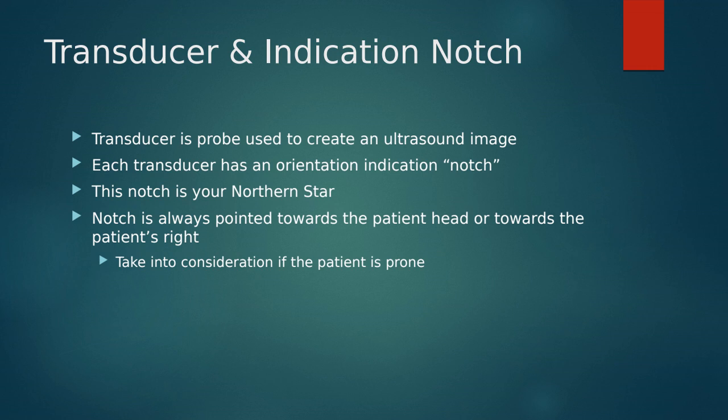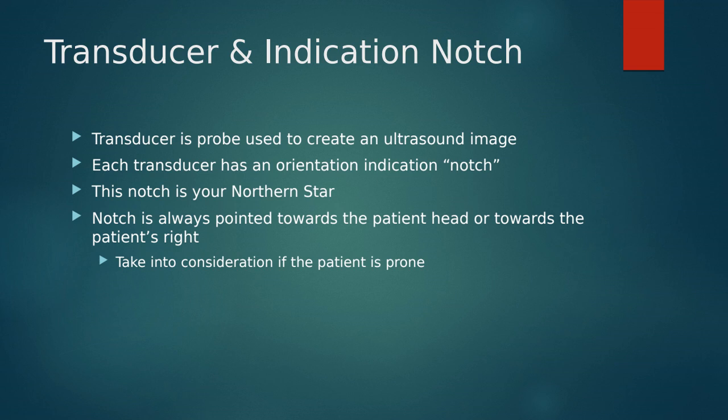So if you ever get lost and you're like, oh no, did I flip my probe? Am I holding my probe the wrong way? Look at your notch and see what it's doing. The notch is always going to be pointed either towards the patient's head or towards the patient's right side. You have to take into consideration that we scan most of our exams with the patient supine, so the patient's right side is going to be towards us, which means the notch is usually pointed towards us. But if our patient is being scanned prone for whatever reason, now their right side is on the opposite side, so now the notch is going to be away from us. It's always in reference to the patient.